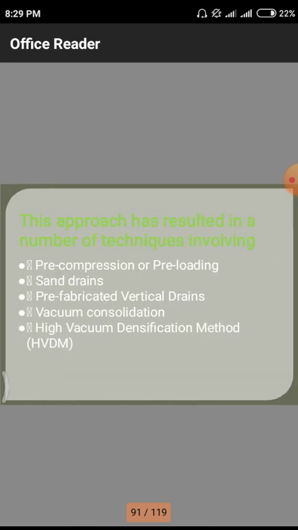In the next slide, we have these preloading techniques. Mainly, pre-compression and preloading methods are used in these techniques. Sand drains are also useful in these preloading techniques for dewatering. Prefabricated vertical drains means the drains are already fabricated in the industries itself, so those drains are employed in the fields.